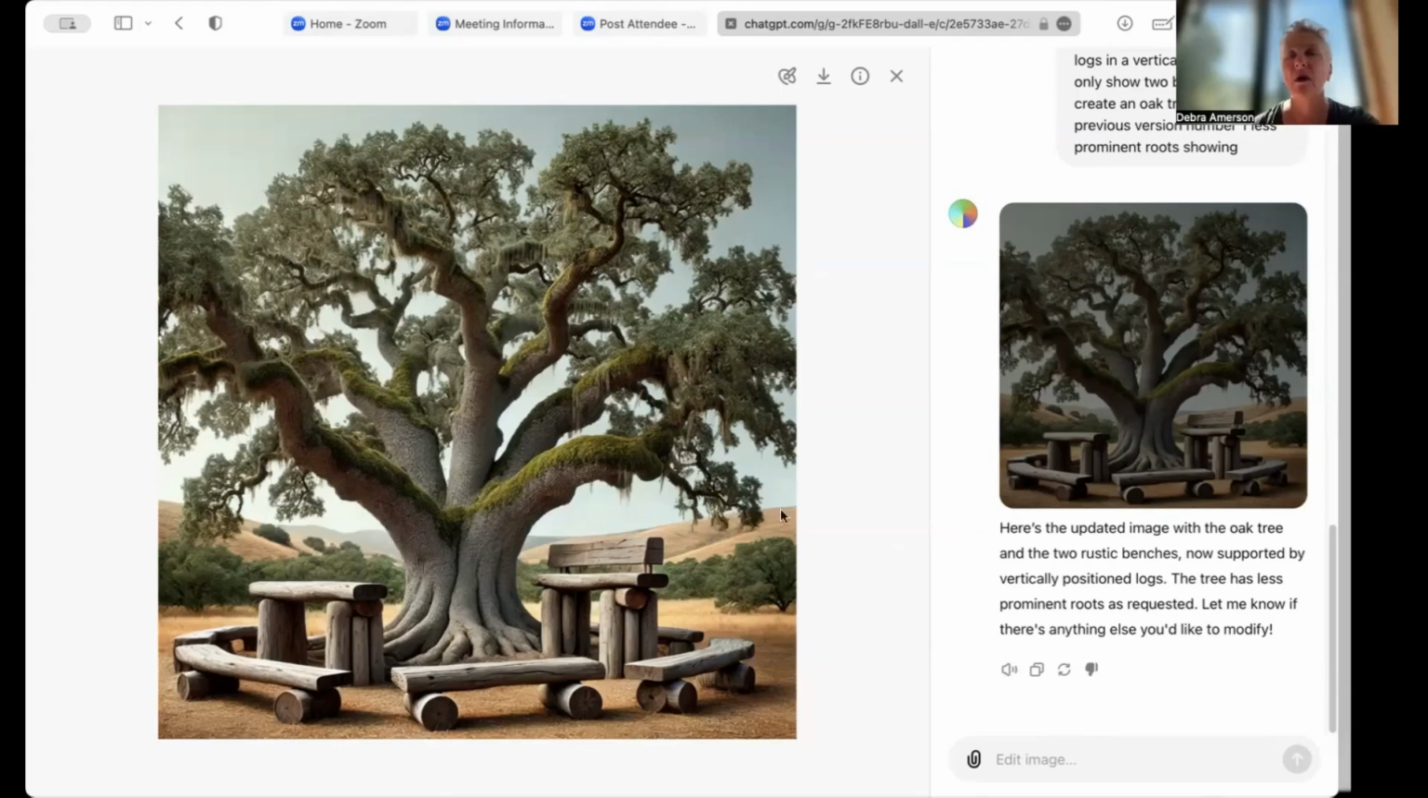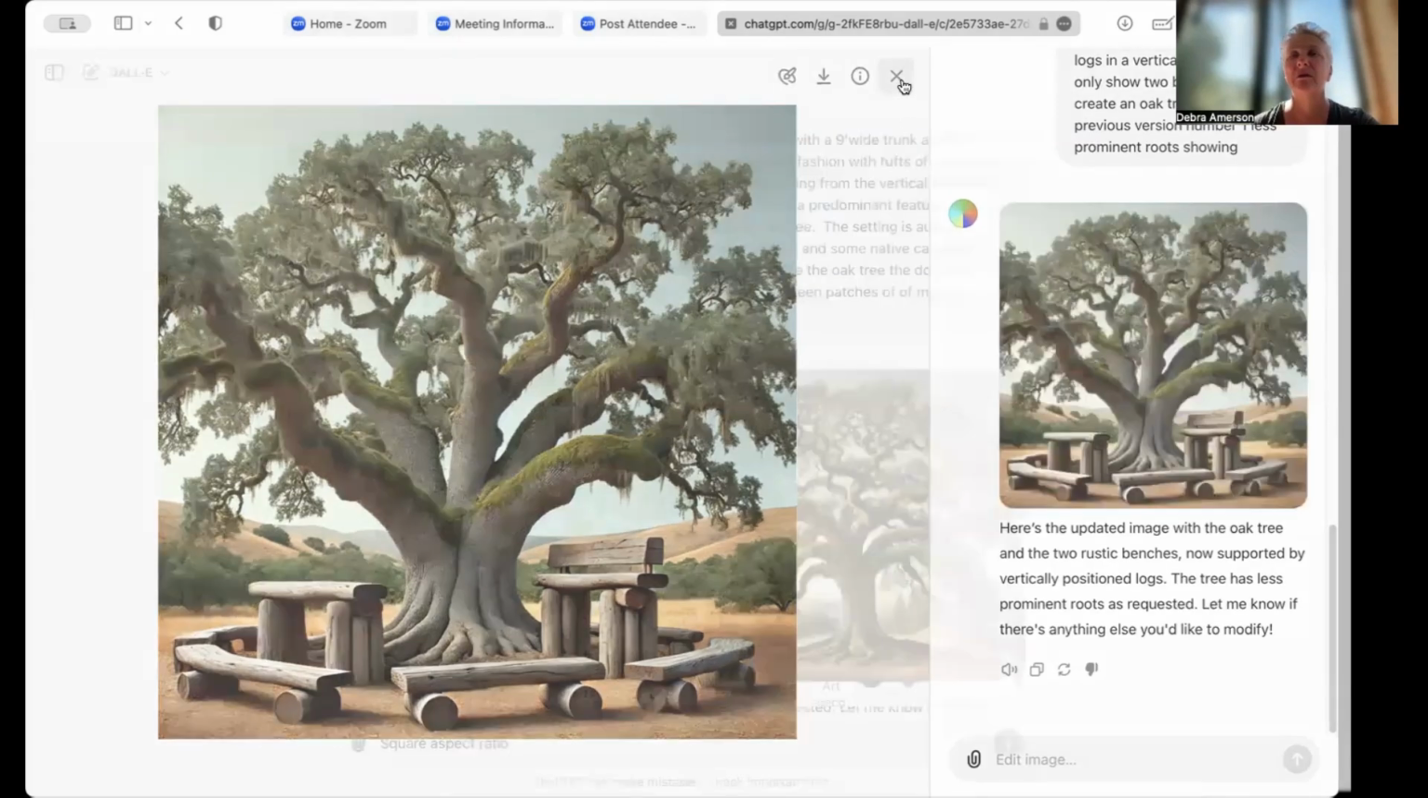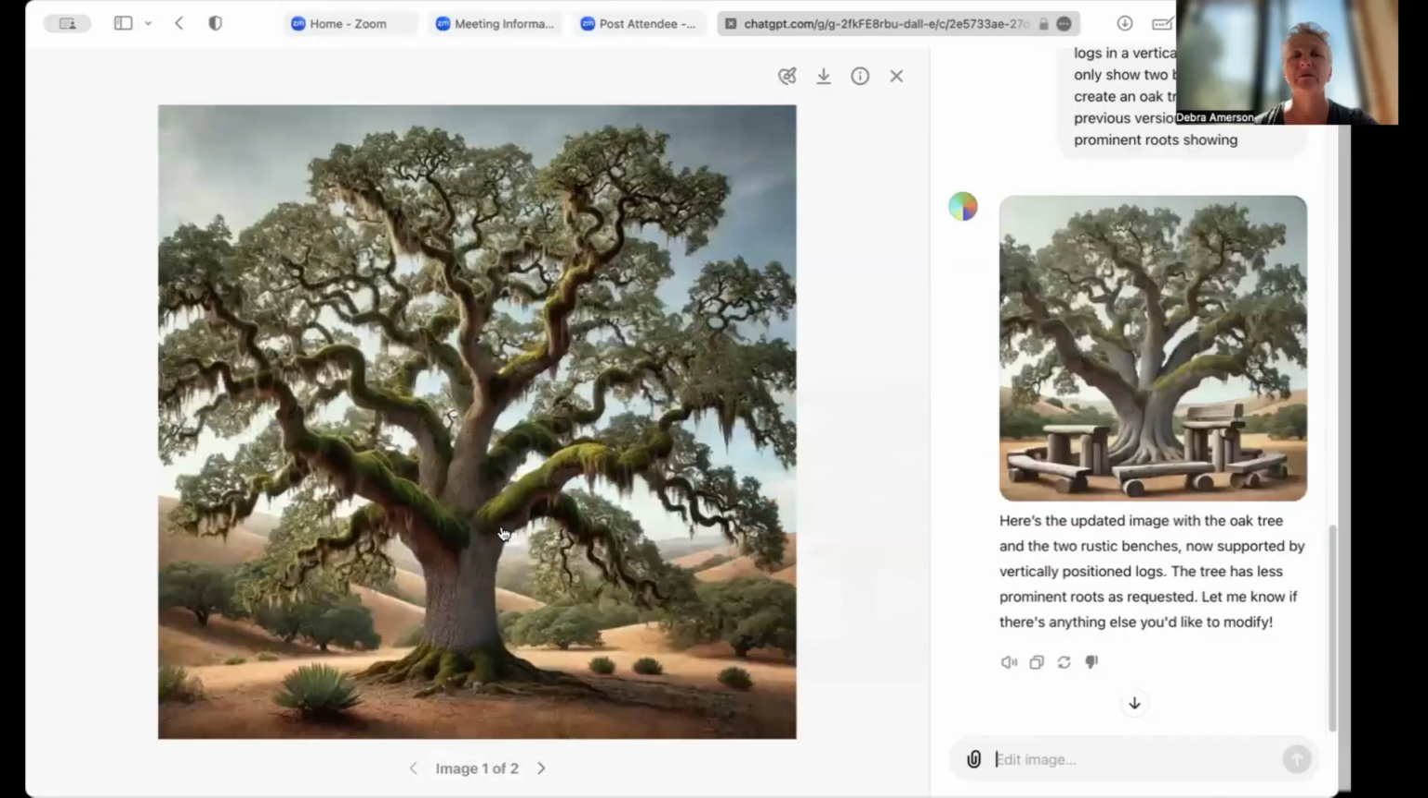And so I'm going to close this and go back to the first image and say that I'm pretty happy with that image. And if you have any questions, comments, concerns, put them in the comment section. Happy to answer your questions. And that's kind of my wrap on AI script writing.